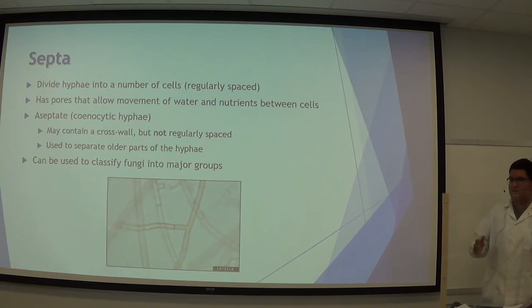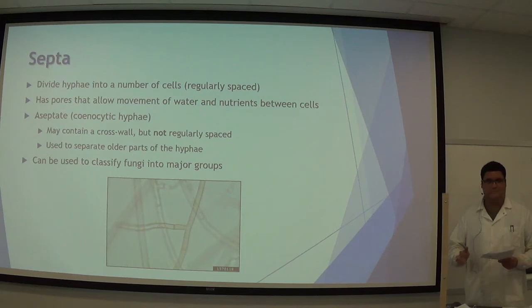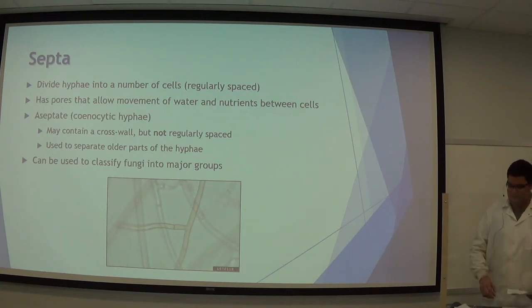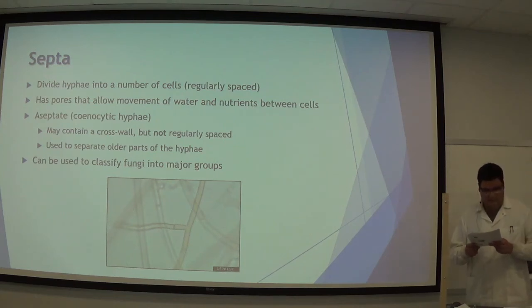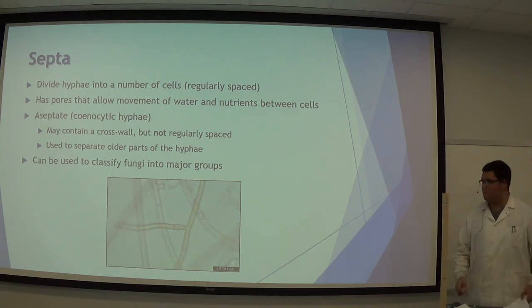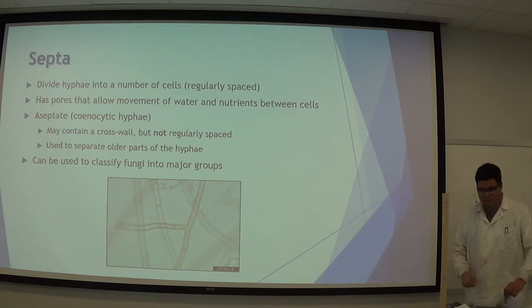Septa. Now we're going to look at those structures that physically divide the cells. There are different types of septa. They do have a pore in them, so they allow for the movement of nutrients and sometimes even the nuclei themselves. The nuclei can move between different cells. They're used to separate older parts of the hyphae, and they're also used to classify fungi because the septa can have different morphologies.